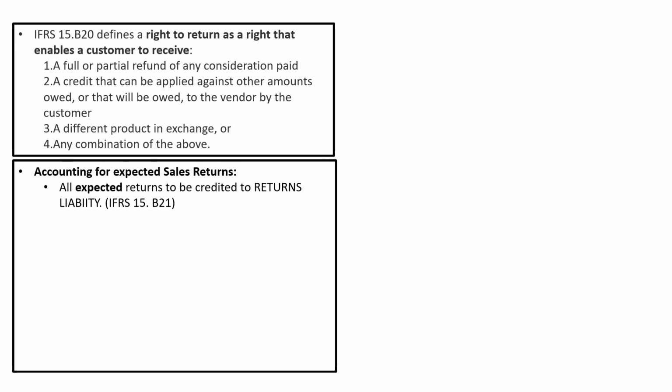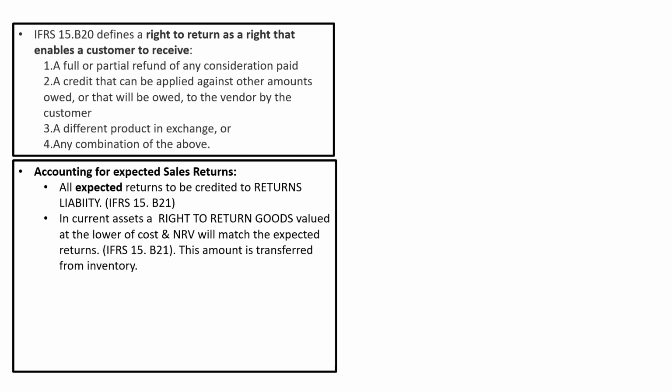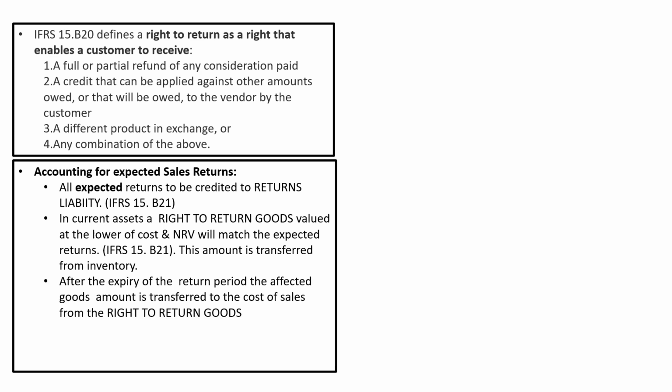How do we account for expected sales returns? All expected sales returns are to be credited to a returns liability account. In current assets, a right to return goods valued at the lower of cost and NRV will match the expected returns. This amount is transferred from inventory.